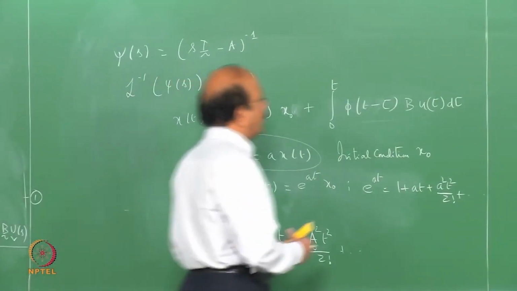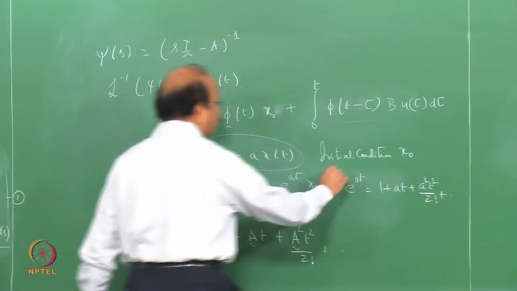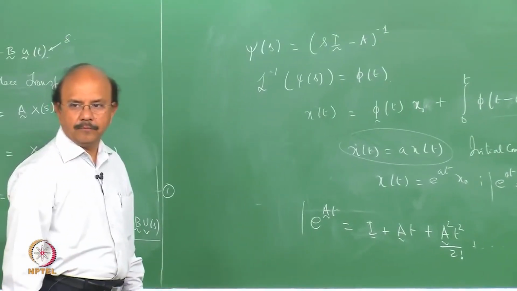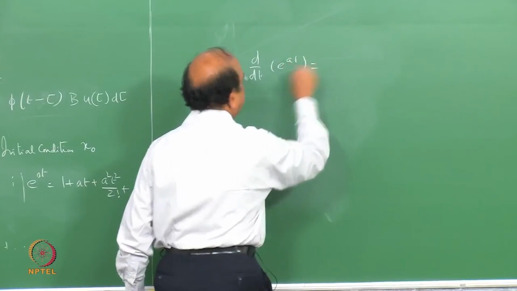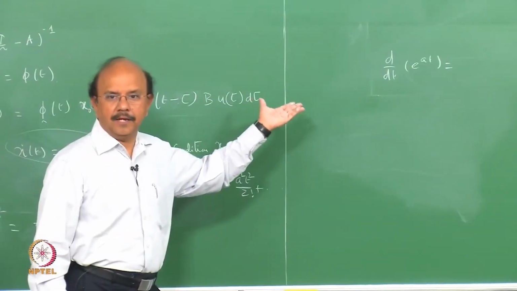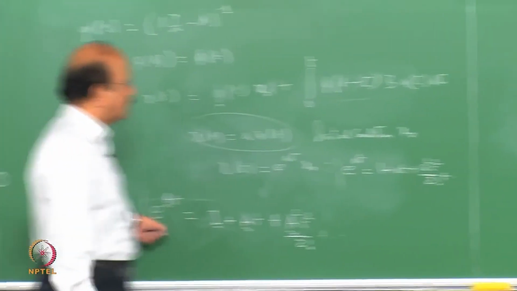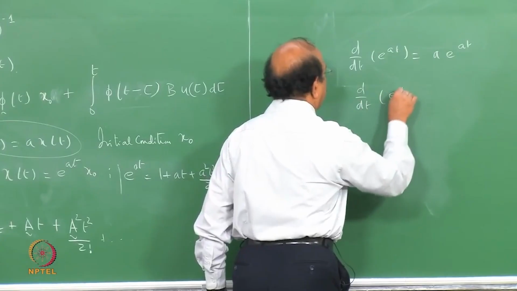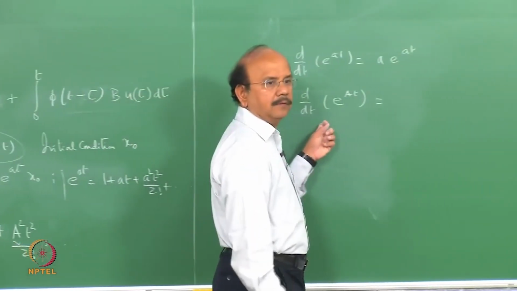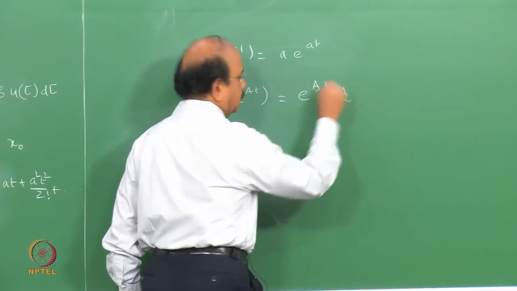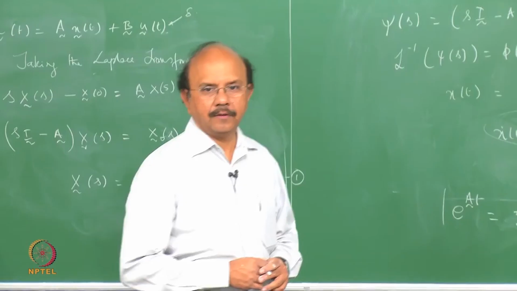e power a t. Why are we defining it like this? The interesting fact is that this matrix has all the properties of e power a t. So if I now differentiate, what is d by dt of e power a t? It is a into e power a t. Interestingly, when you differentiate this matrix, d by dt of e power a t is equal to a e power a t. Differentiate that, and you would see that it's the same.